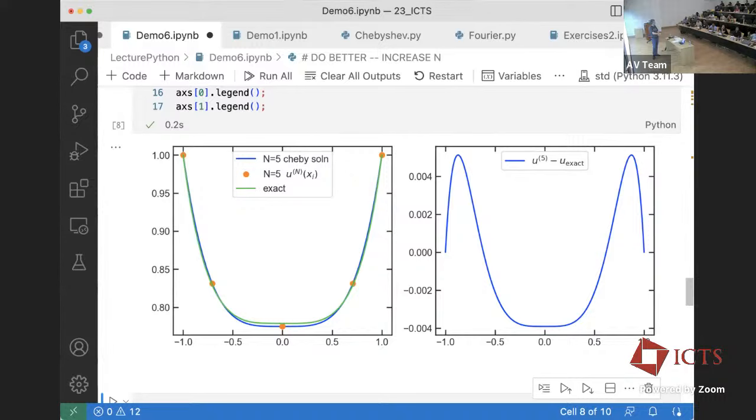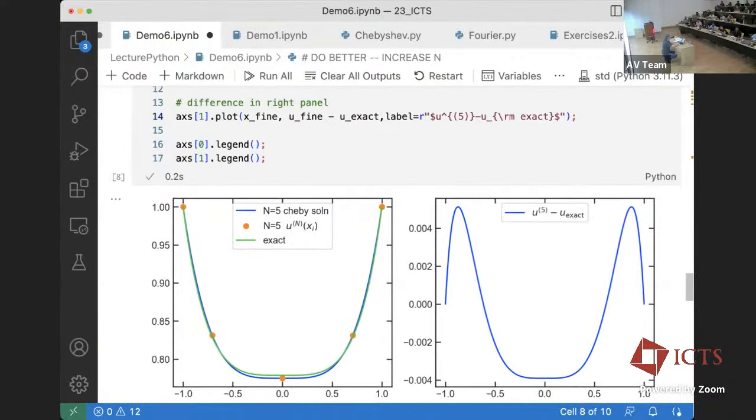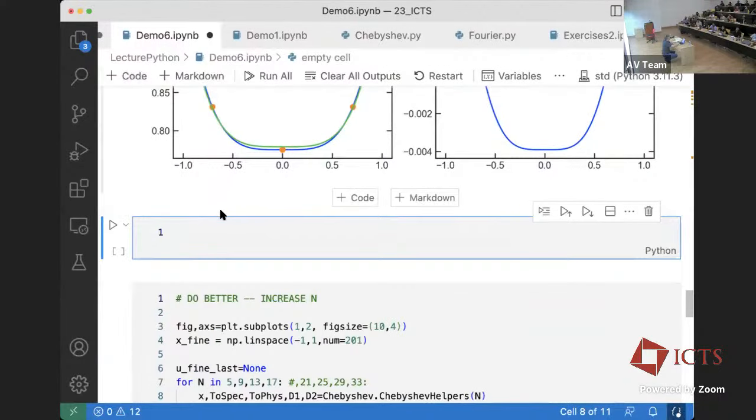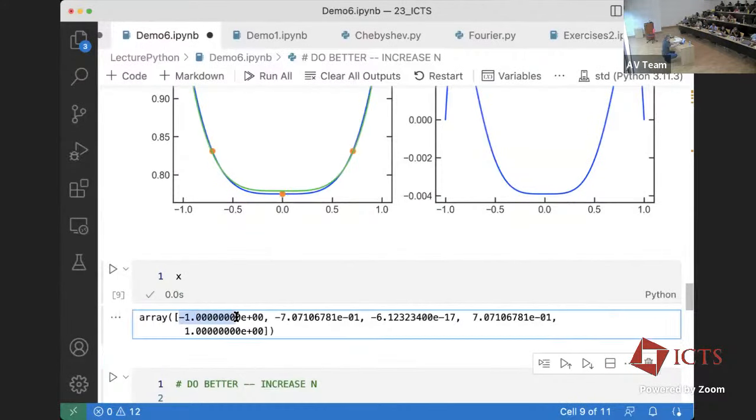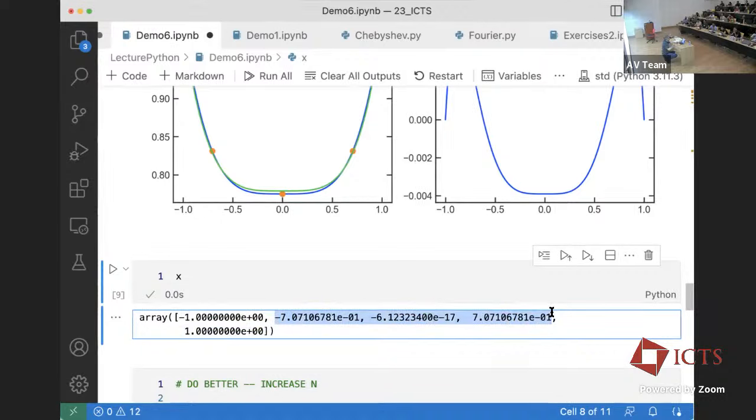Because of the choice of collocation points. Exactly. Let's look at the collocation points. Let me just print them. The collocation points are -1 and +1, where these are boundary conditions, and then we have -0.7, 0, and +0.7. So the Chebyshev method actually told us that the best possible intermediate values to use are ±0.707, the square root of 1/2 actually, it turns out.